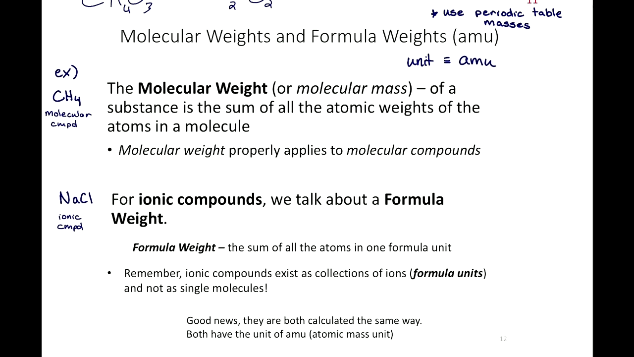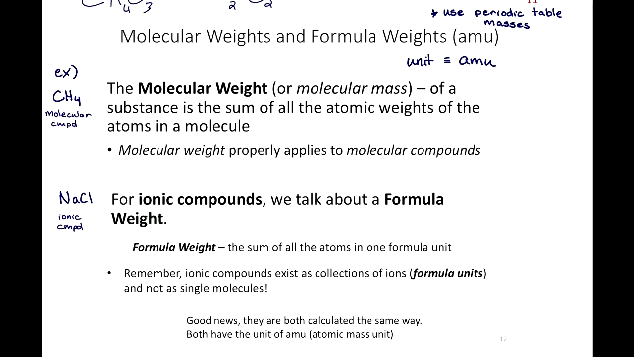All right, so if we want to use the correct terminology here, if we wanted to calculate the weight off of the periodic table for CH4, it's a molecular weight because CH4 is a molecule. We can calculate the same masses off the periodic table for NaCl, but because NaCl is not a molecule, it's an ionic compound, technically we call it a formula weight. But if you call everything a molecular weight, no one's gonna blink an eye at you. We all know what you're talking about.